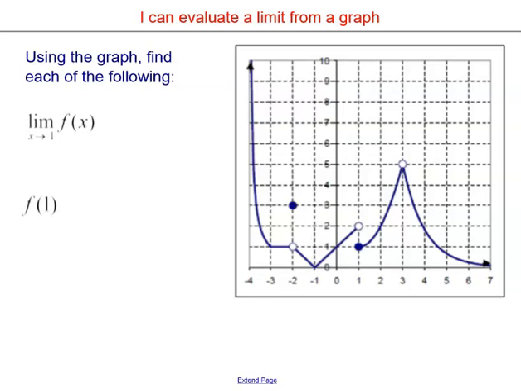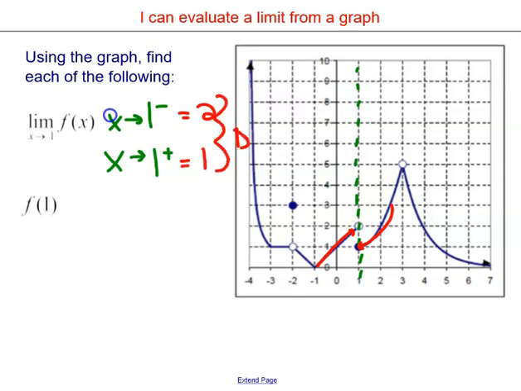All right, so what happens as x approaches positive 1 from a negative direction? And what happens as x approaches 1 from a positive direction? So this is 1. From the negative direction, it seems to approach 2. From the positive direction, y is 1. So they're not the same, so this does not exist.